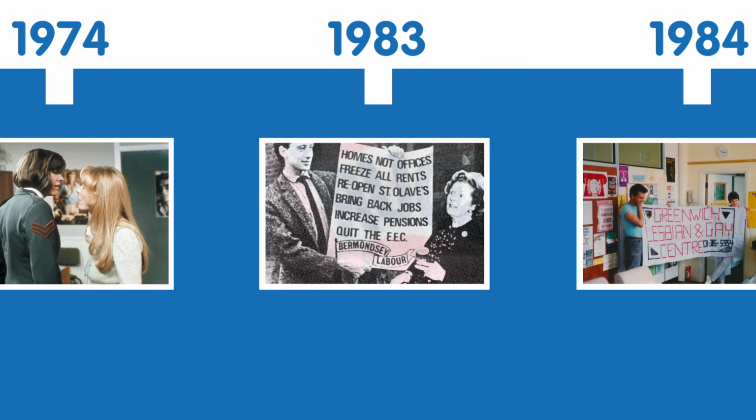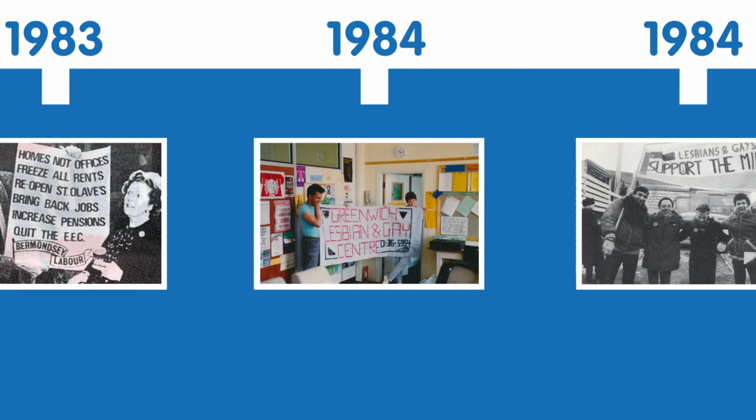In 1983, Peter Tatchell lost the Bermondsey by-election and went on to campaign for human rights in a role outside of being an MP. In 1984, Metro Charity, formerly known as the Greenwich Lesbian and Gay Centre, was established and started work tackling the inequalities that are faced by the LGBT community, and continues to embrace difference and celebrate diversity.